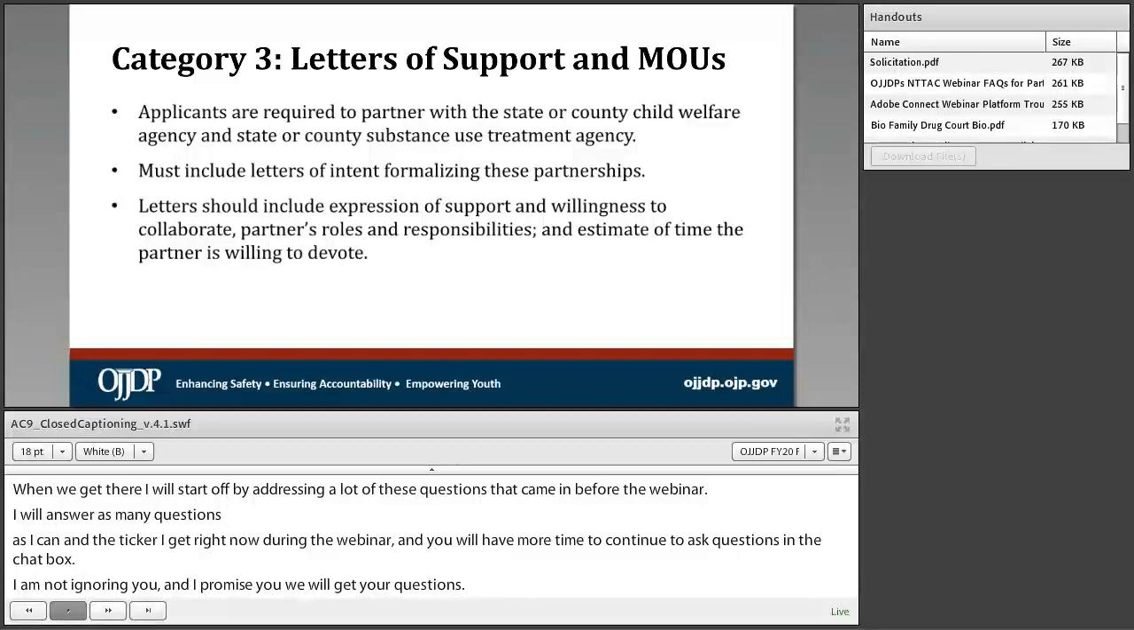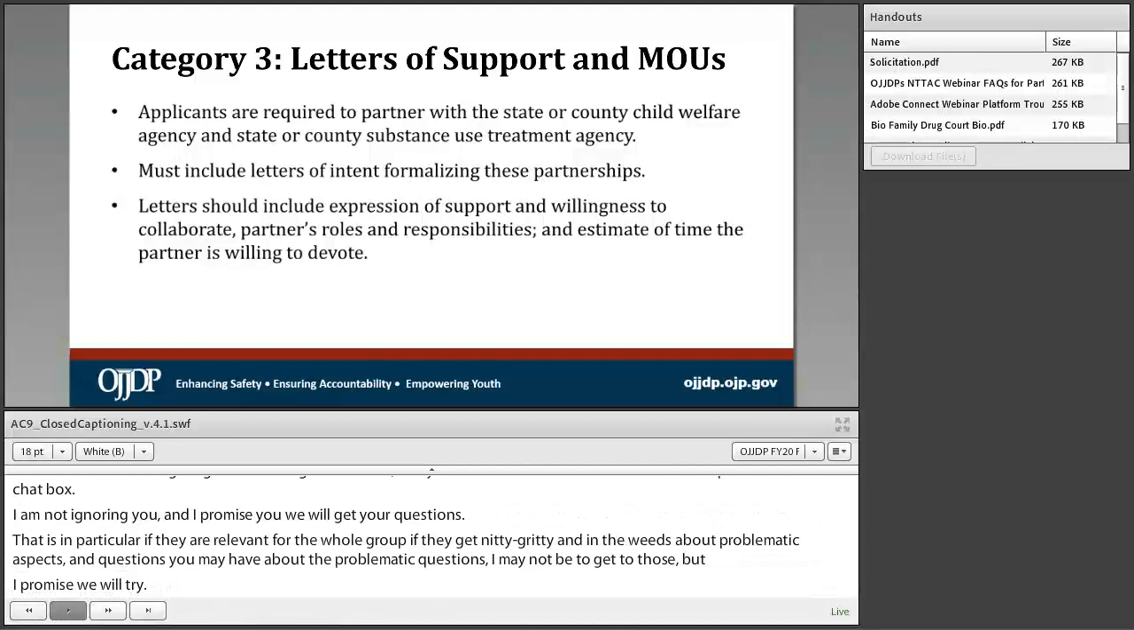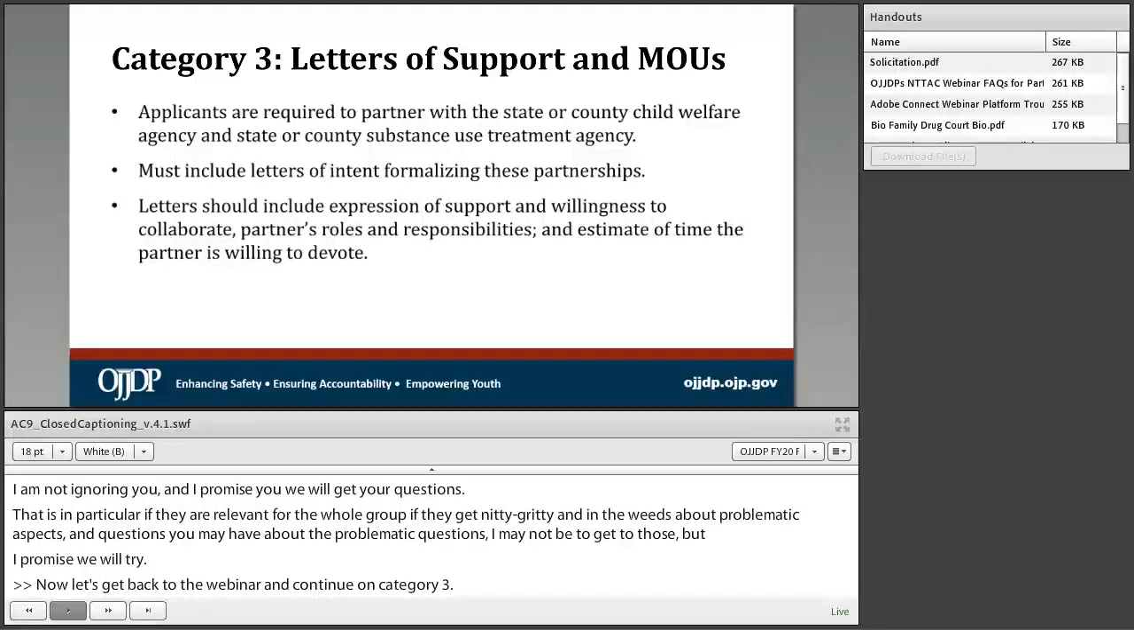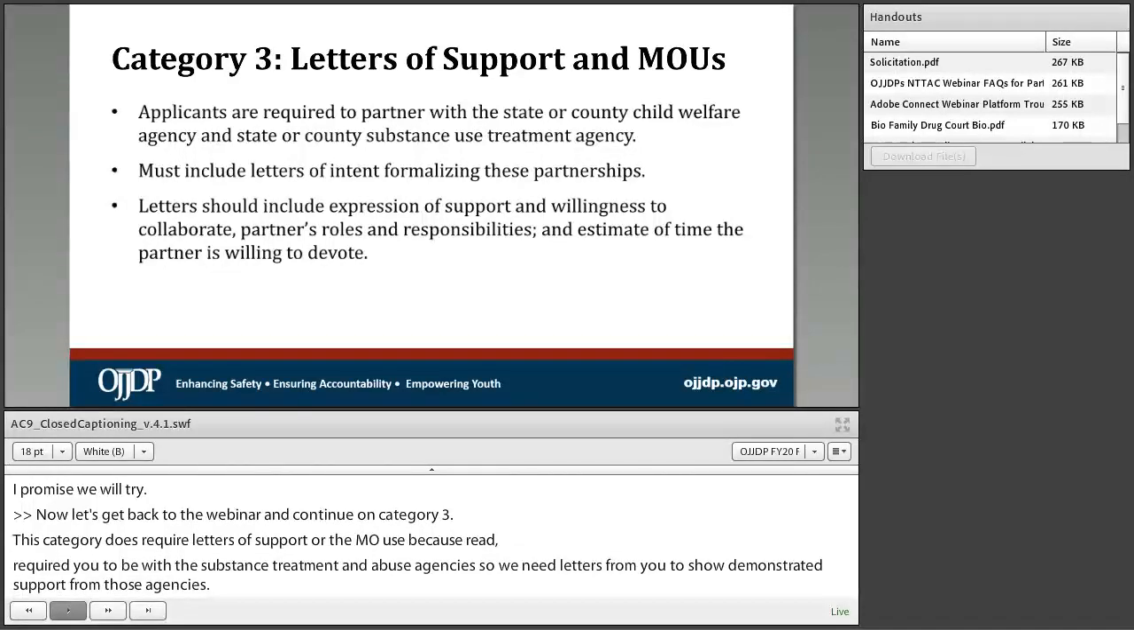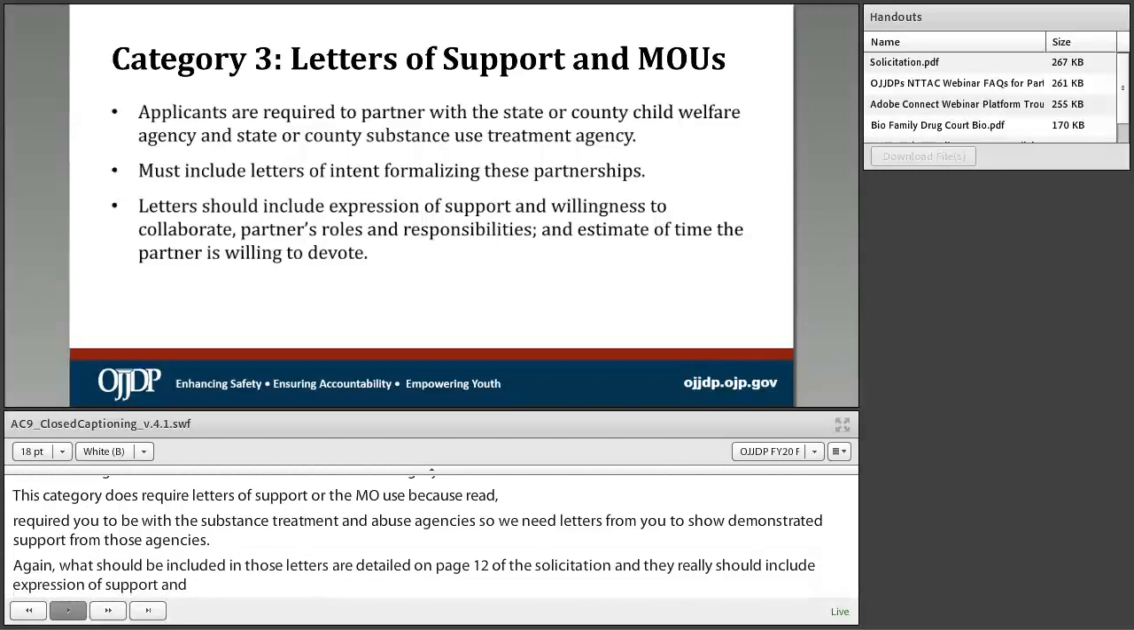Now I'm going to get back to the webinar and continue with category 3. This category does require letters of support or MOUs because we are requiring you to partner with the state or county child welfare agency and the state or county substance use treatment agency. So we really do need to get those letters from you and see that there's demonstrated support from those agencies. What should be included in those letters is detailed on page 12 of the solicitation, and they should include an expression of support and willingness to collaborate. A description of the roles and responsibilities should go in those letters too, and it's hard to estimate the time that the partner is willing to devote, but if they can touch on that, it always helps as well.